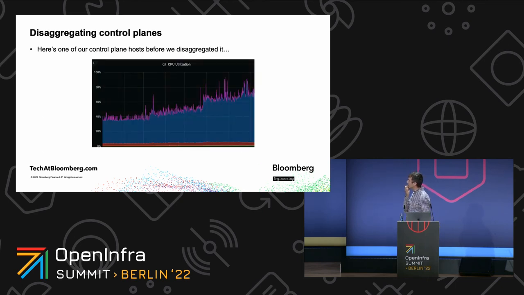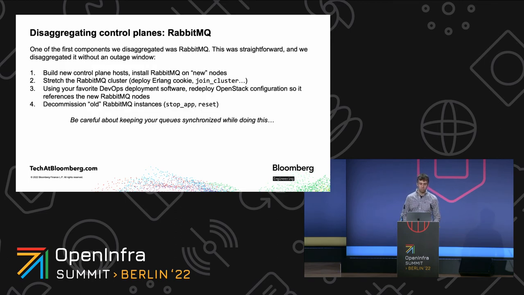So here's some CPU utilization figures over some time. We started out at 40%, and you can see we were bursting up towards 90. So, kind of quick things you can do. Disaggregating your control plane, just moving Rabbit off.